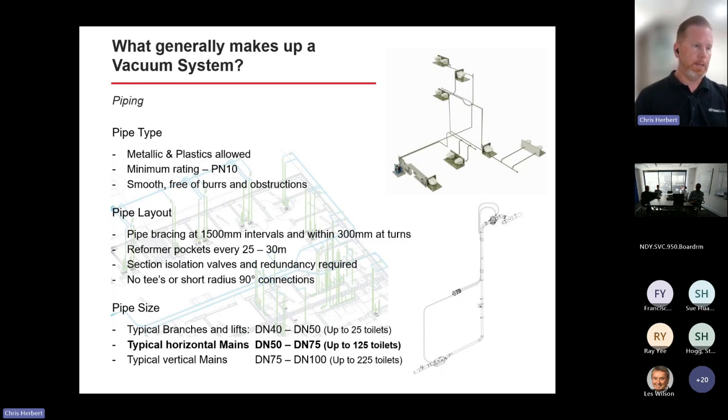So we're saying there, and these number of toilets are per the standard, but DN50 pipe up to 25 toilets, a DN70 pipe up to 125 toilets in an office application, which is quite considerable.